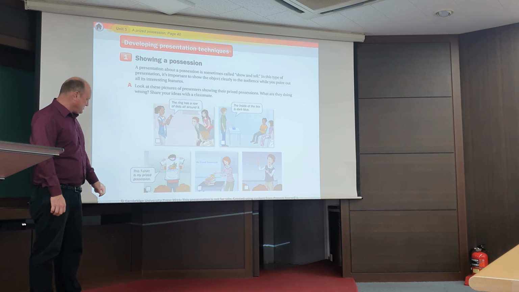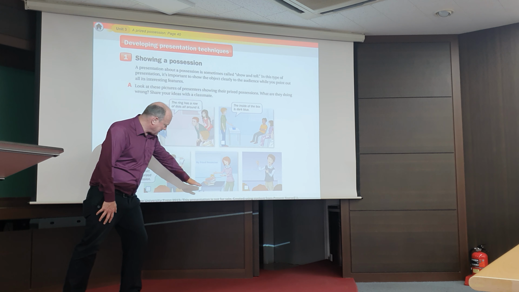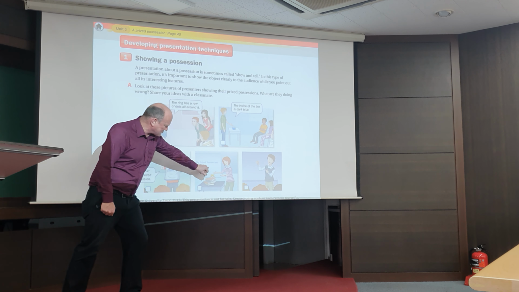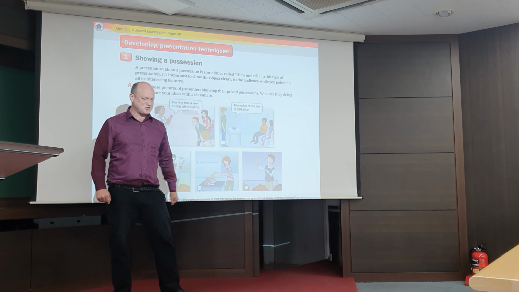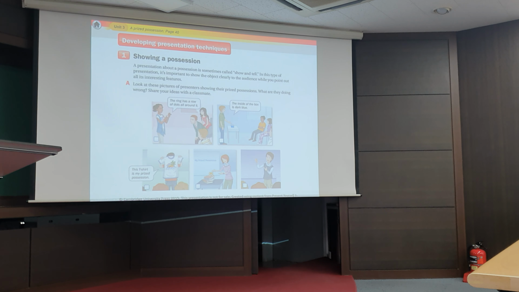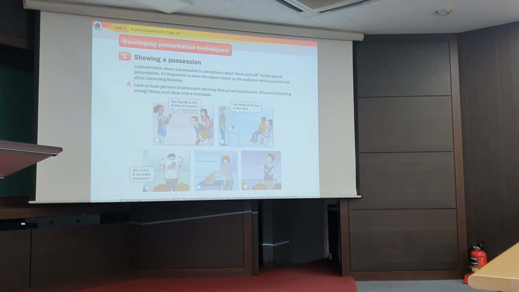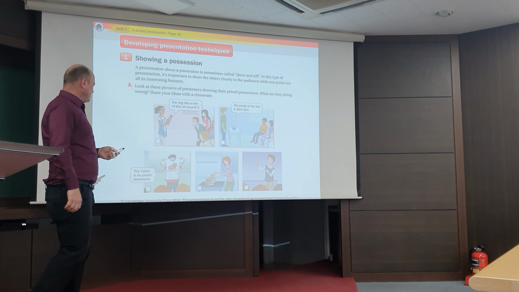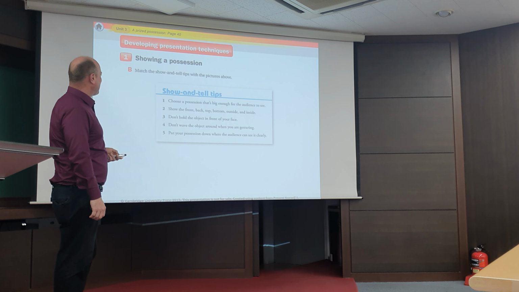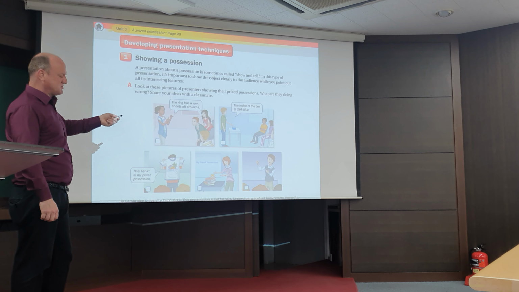Okay? This t-shirt is my prized possession. And here, the prized possession is the jar. And here, what's he doing? They're all doing something wrong. What is it? Have a look now, please. Okay, let's have a look. They're all doing something wrong. Okay, match the show and tell tips with the pictures above, okay?